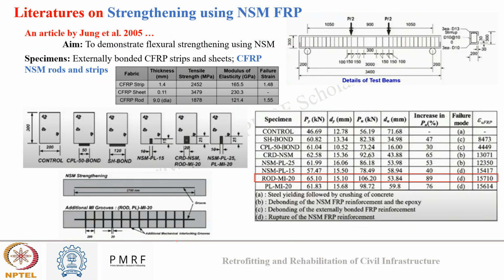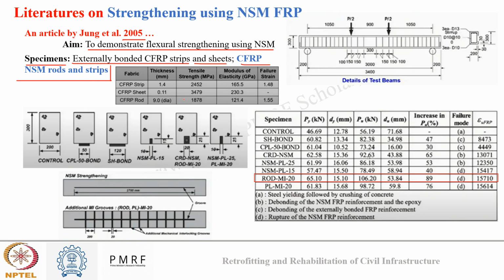So let's see some literature now that investigated different factors affecting the strengthening of NSM. This was the first literature, an article published in 2025. Their aim was to demonstrate flexural strengthening using NSM, and the specimens they used were externally bonded CFRP strips and sheets, and CFRP NSM rods and strips. So they compared both externally bonded FRPs and NSM FRP.